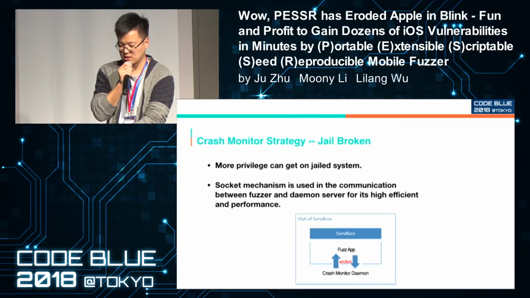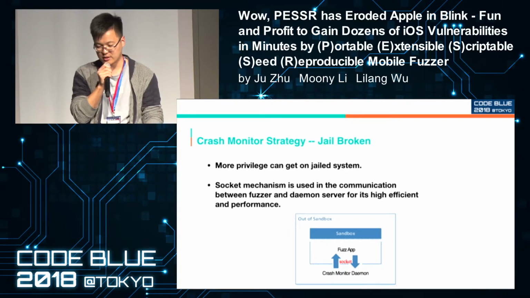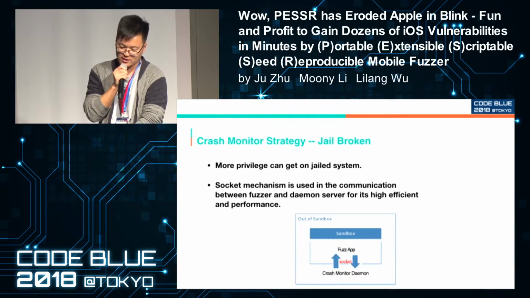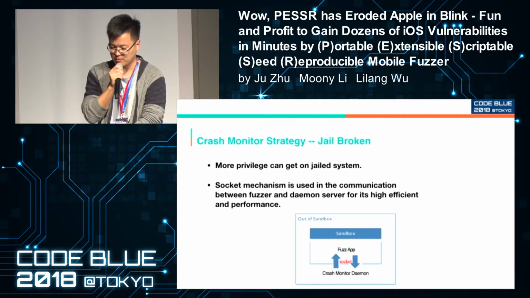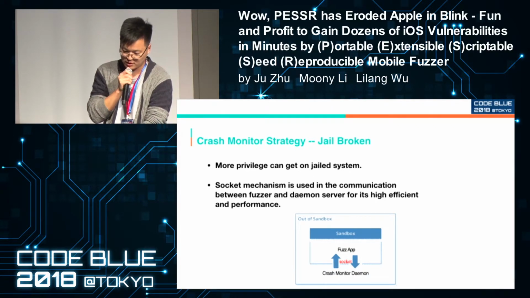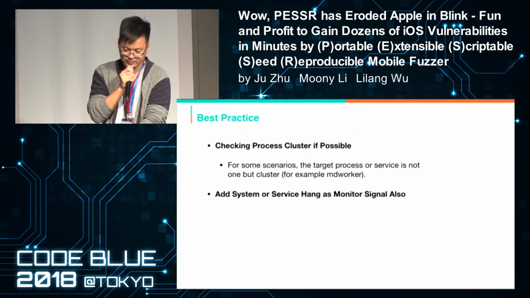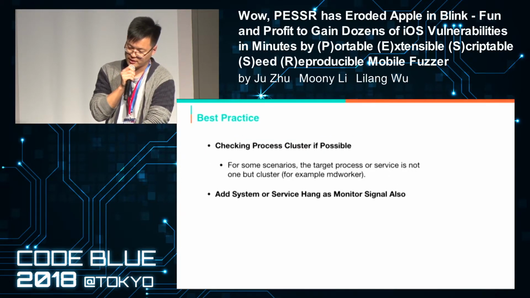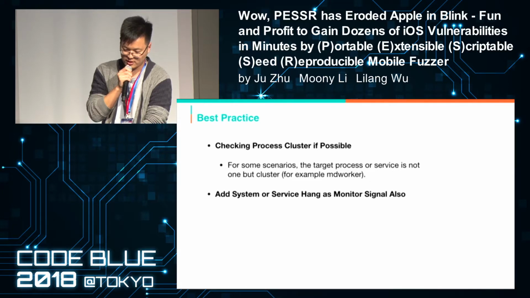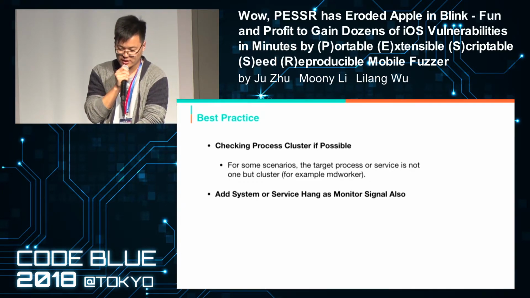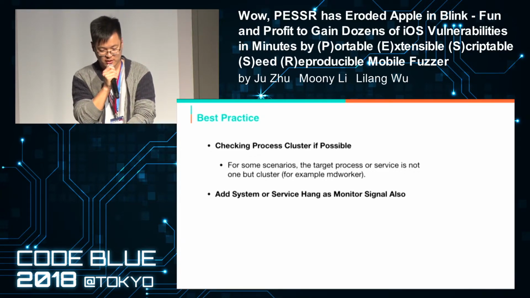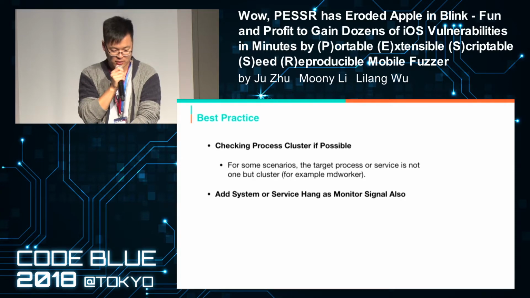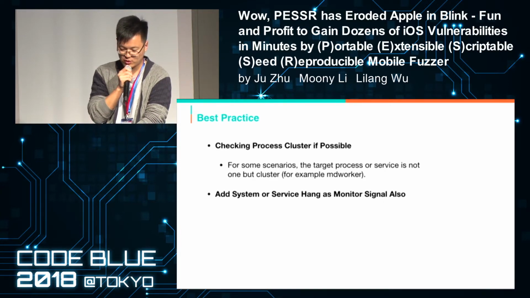However, for a jailbroken system, we can get more privilege, so we can monitor the fuzzing status on the device directly, and use a socket mechanism to communicate between the fuzzer and the monitor daemon. This is the practice for our monitor strategy. To monitor the target service status, we monitor the process calls instead of its sub-processes. What's more, we also add system and service freeze signals into our fuzzing tools.